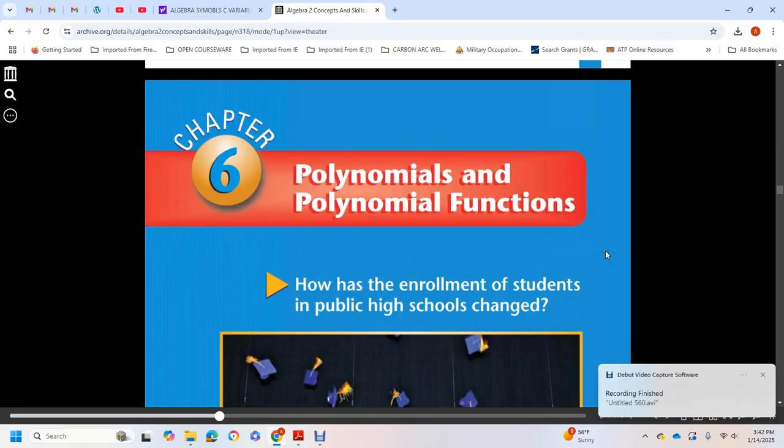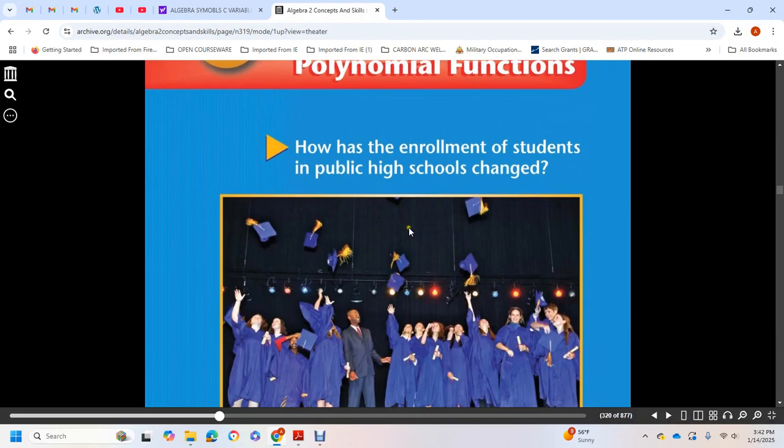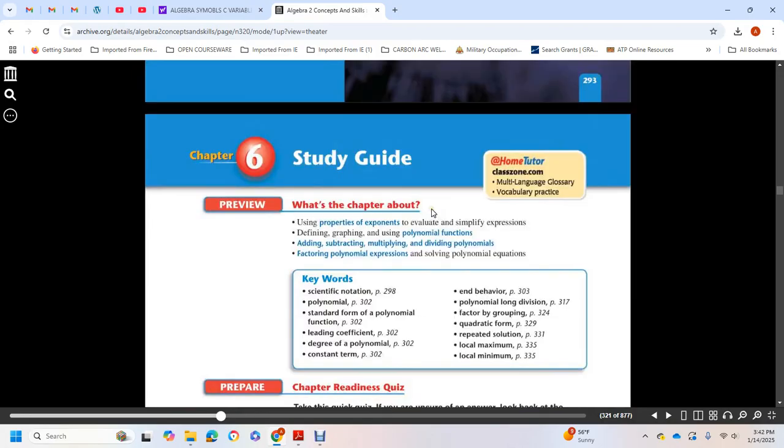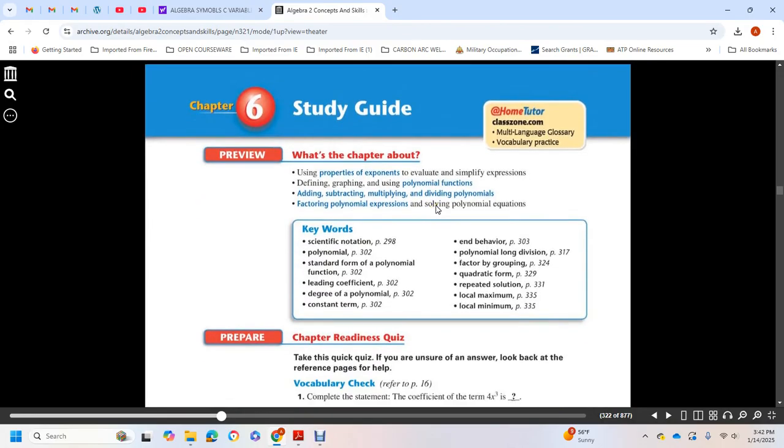Alright, Chapter 6, Polynomials and Polynomial Functions. The key words of this chapter are: learn properties of exponents to evaluate and simplify expressions, defining and graphing polynomial functions, adding, subtracting, multiplying, and dividing polynomials, factoring polynomials, and solving polynomial equations.